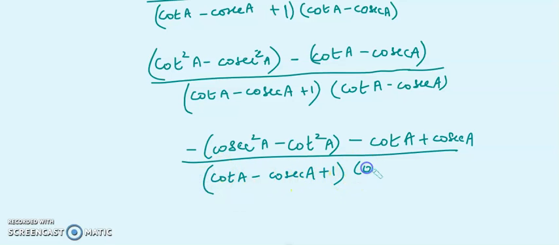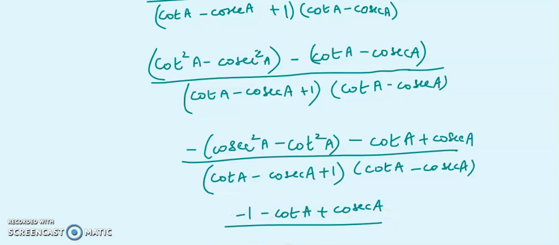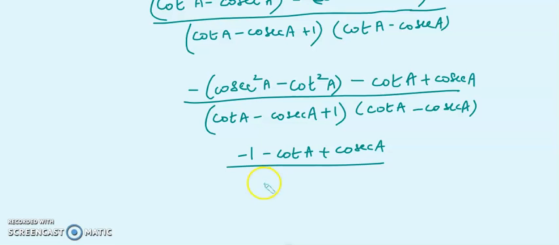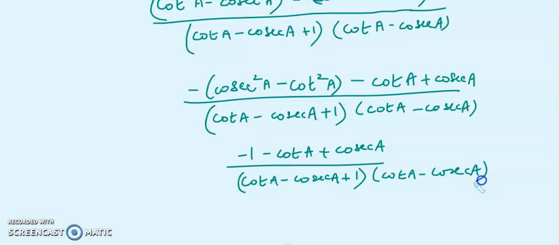And then what will happen, we'll put the identity for the numerator. So cot square A minus cosec square A, sorry, cosec square A minus cot square A is 1. So it will be A minus 1 minus cot A plus cosec A, the whole divided by cot A minus cosec A plus 1 into cot A minus cosec A.